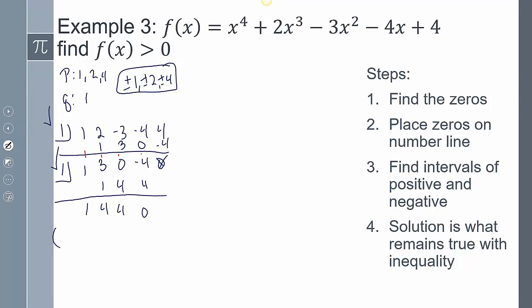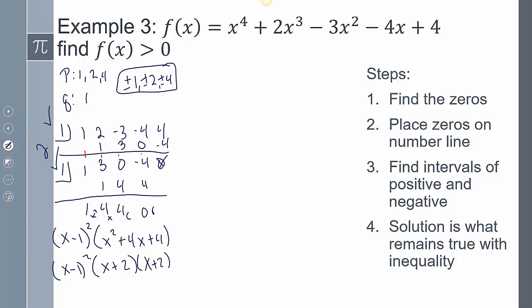Now writing out what I have, 2 of these. Because I have 2 ones, I have x minus 1 squared. And then what I have left here, the remainder constant x squared, is going to give me x squared plus 4x plus 4. And so that will factor into x plus 2 times x plus 2. And I still have my x minus 1 squared. And so I have x minus 1 squared, x plus 2 squared. Having said that, my zeros are going to be 1 and negative 2.